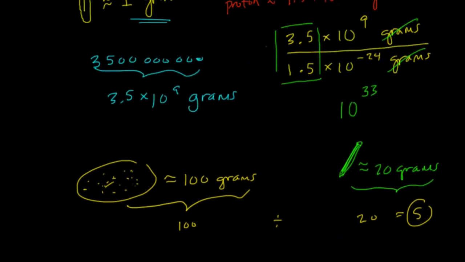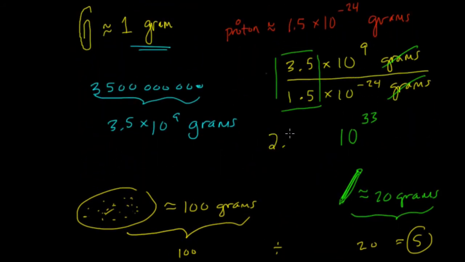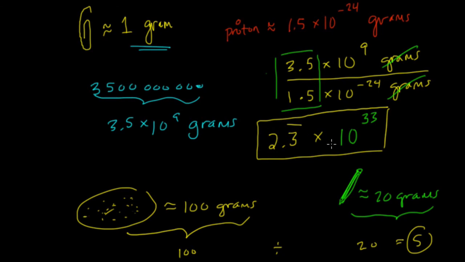So as we go back, 2 1/3 is just 2.3 repeating. We set this up like this, and we're done. We have our answer in scientific notation. It would take 2.3 times 10 to the 33rd protons to get us a weight with that many grams.